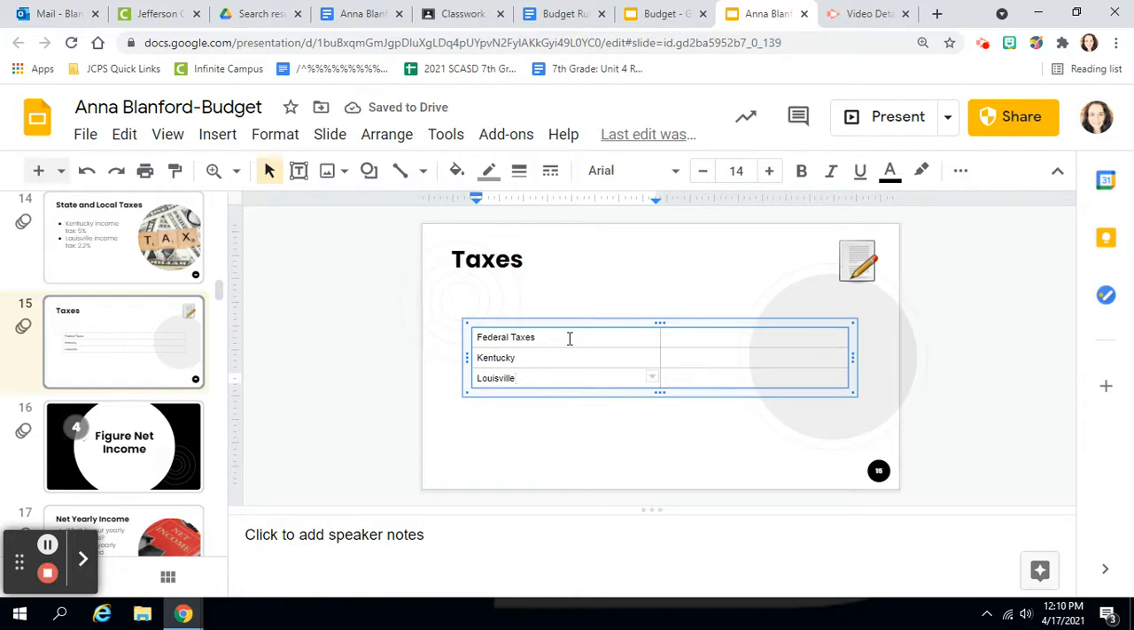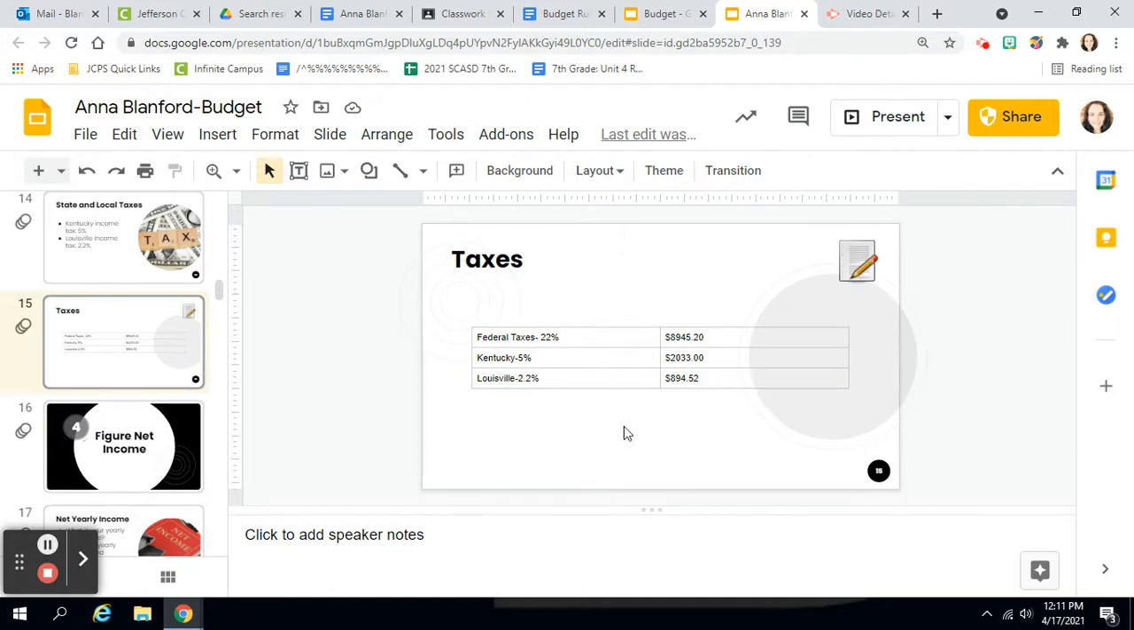Let's see. I'm also going to show the percentage. So I know that the federal taxes were, for the middle school teacher, 22%. Kentucky's was 5%. Louisville was 2.2%.